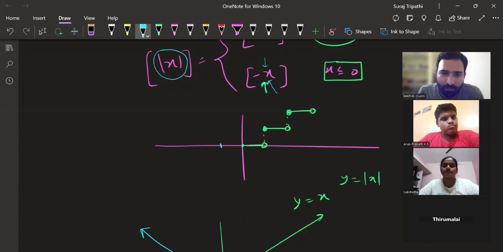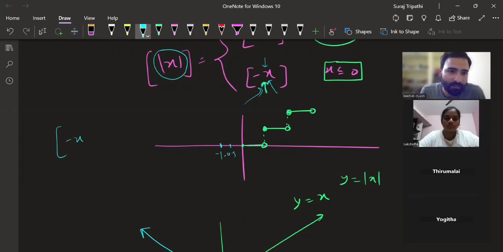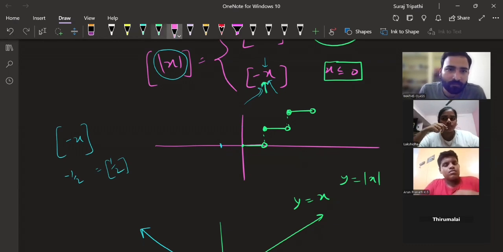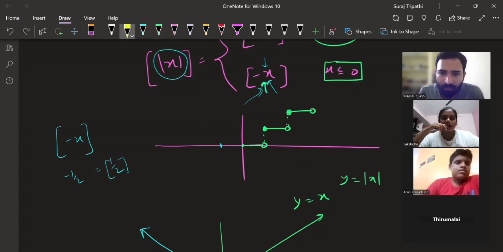Suppose this is -1, and if I put 0.5, minus 0.5 here, in this function, in the box of minus x, if I put x equals to minus half, so we will get half. And box of half is 0, right? You will get the same curve here. So I am using a different color pen. You will get the same as this one.